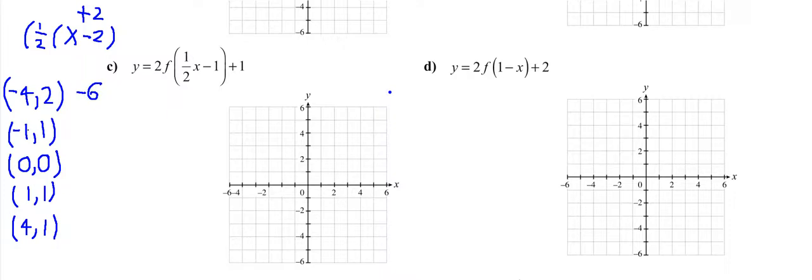So now for -1. Put the bracket around. -1 multiplied by 2 is -2. Shifted to the right 2 is 0. 0 multiplied by 2 is 0. Shifted to the right 2 would just be 2. 1 multiplied by 2 is 2. Shifted to the right 2 would be 4. And 4 multiplied by 2 is 8. Shifted to the right 2 is 10.